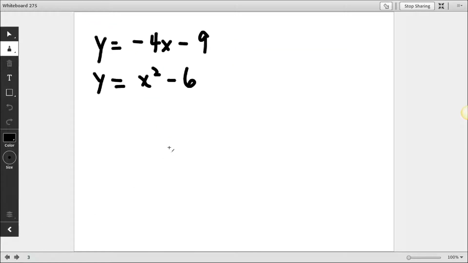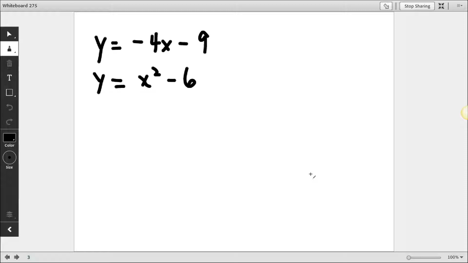Okay, the second example. This is where we get into a quadratic linear system. So the first equation is a linear equation, negative 4x minus 9. The second one is a quadratic. So if you were to graph these two, one would be a parabola, the other would be a line. So when you solve, I kind of suggest that you always solve these by substitution. You could use elimination, but I think substitution is the better way to go.